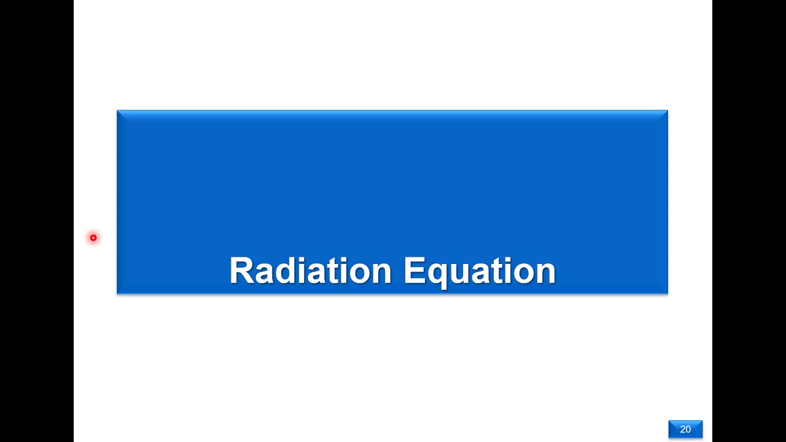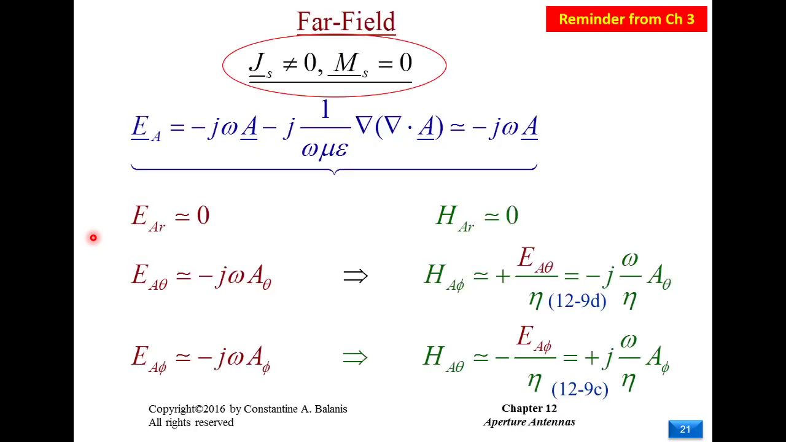Okay, how can we use this in a formal way to find the radiation equation? This is the next part of the lecture. We know from lecture 3 that we have sources. Here we are talking about surface current. We have either electric current, which is a real source, or magnetic current, which is an equivalent source.